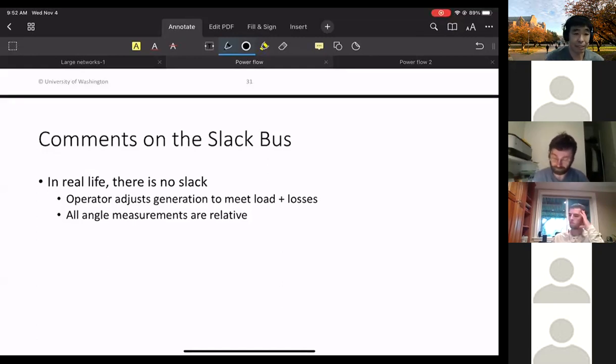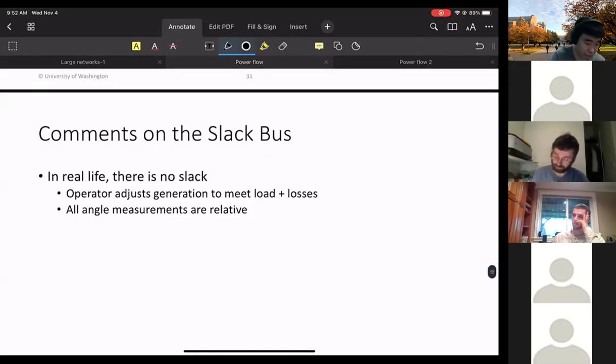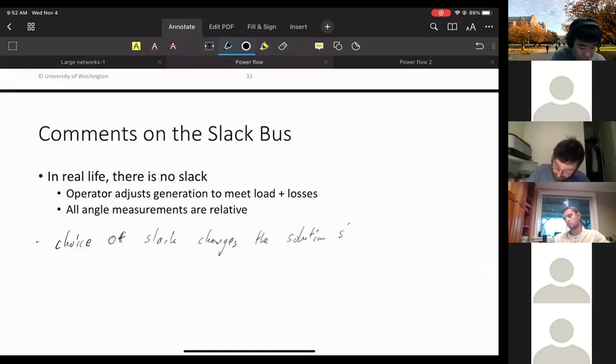Right, so it turns out the choice of slack bus changes the solution a little bit. This choice of slack changes the solution slightly most of the time. Most of the time, it doesn't change the solution by a whole lot.